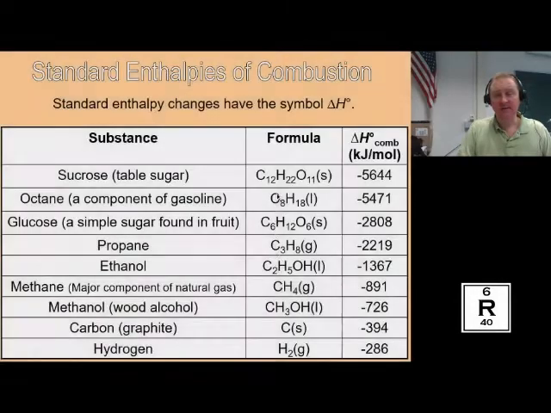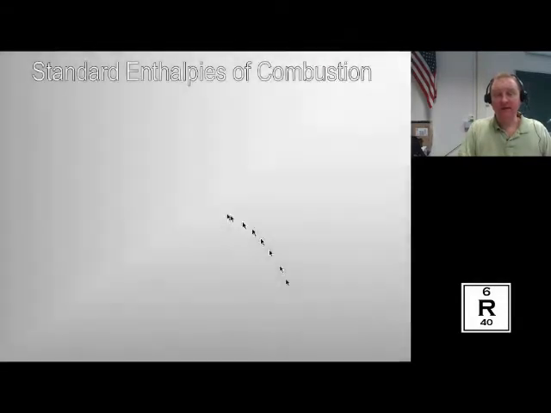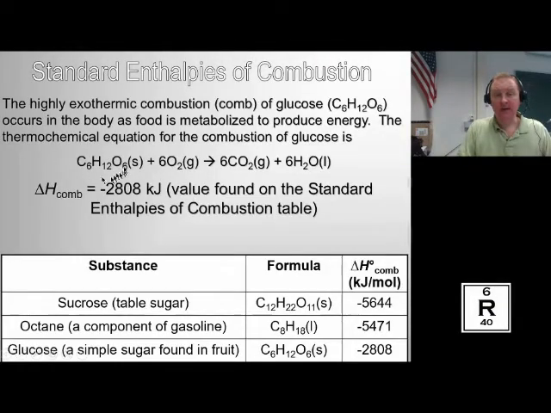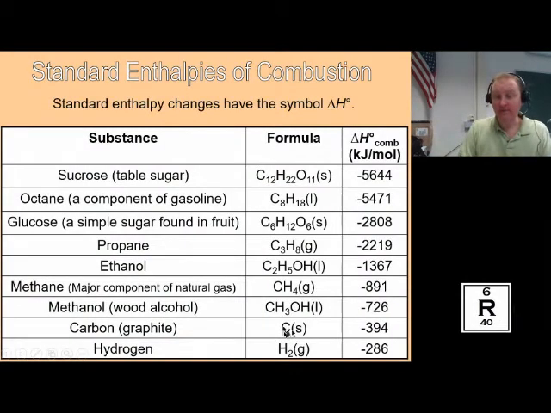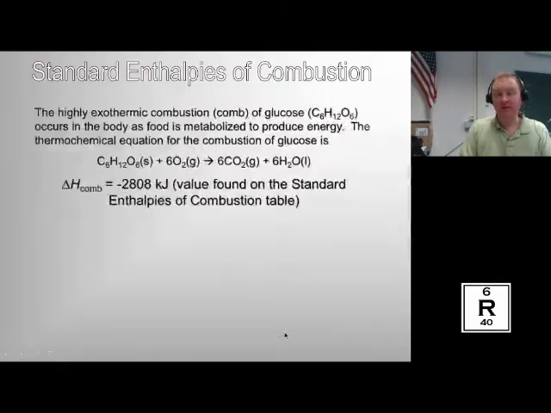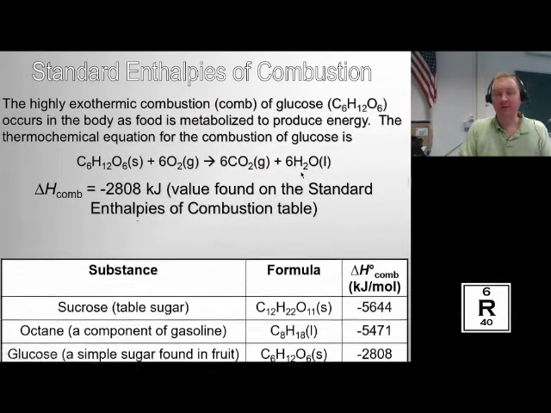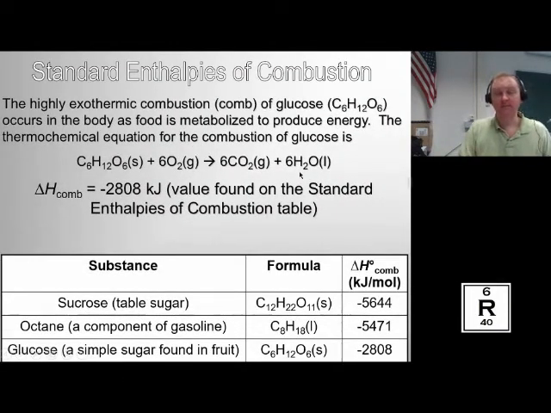If we look back at the table here, if we were to combust hydrogen, that would just be hydrogen plus oxygen. And since there's no carbon, hydrogen plus oxygen would only produce water. As well as graphite. When you burn graphite, because there's no hydrogen, that does not produce any water. So it would just produce carbon dioxide. Okay, so that's what this table means.